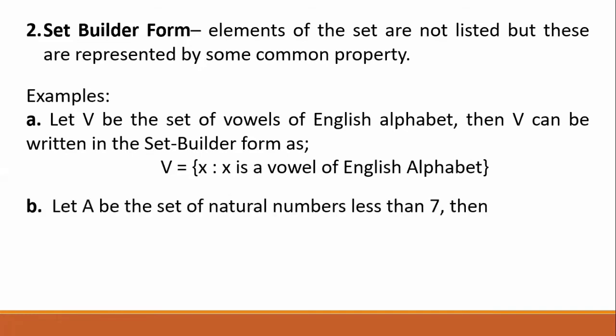What about this one? Let A be the set of natural numbers less than 7. Then A is equal to, how can you write that using set builder form?